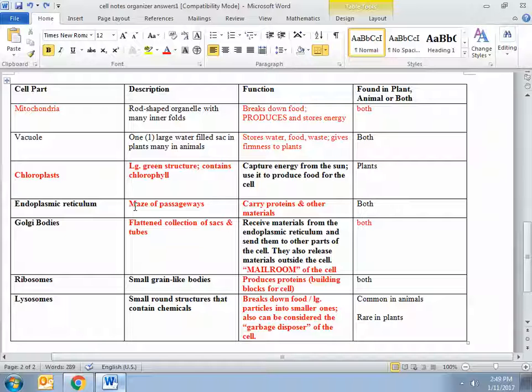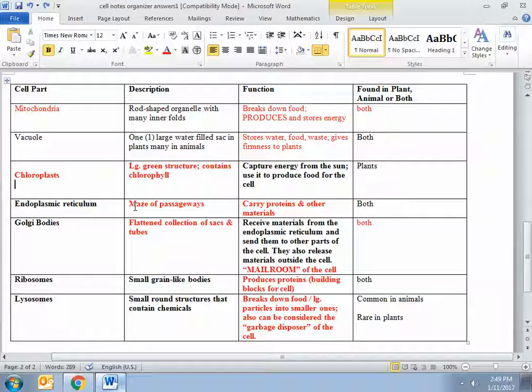Trying to think if there's anything else. Oh yeah, lysosomes. Lysosomes you will find on some websites and perhaps in some publications. They'll say that plant cells don't have lysosomes. That's not true. They do have lysosomes. They tend to just be a little bit more rare, or not as many as you'll find in a typical animal cell.